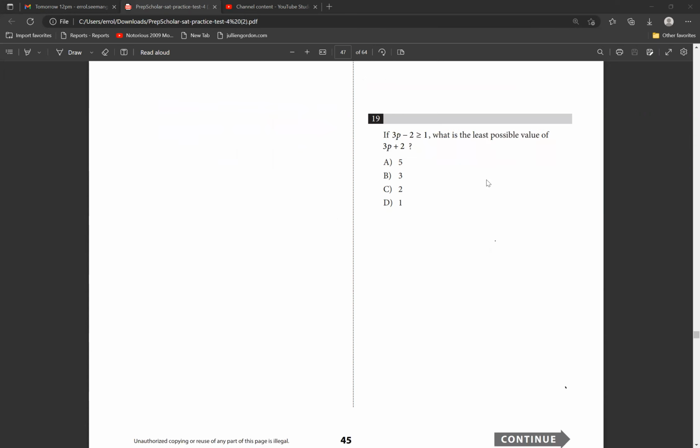Okay, 18, 19. If 3p minus 1, minus 2, is greater than or equal to 1, what's the least possible value of 3p plus 2? So just flip the sign. No, you can't flip the signs. All right, so what's this for p? 3p is 3. Yeah, 3, so p is greater than or equal to 1. Oh, I forgot the three.